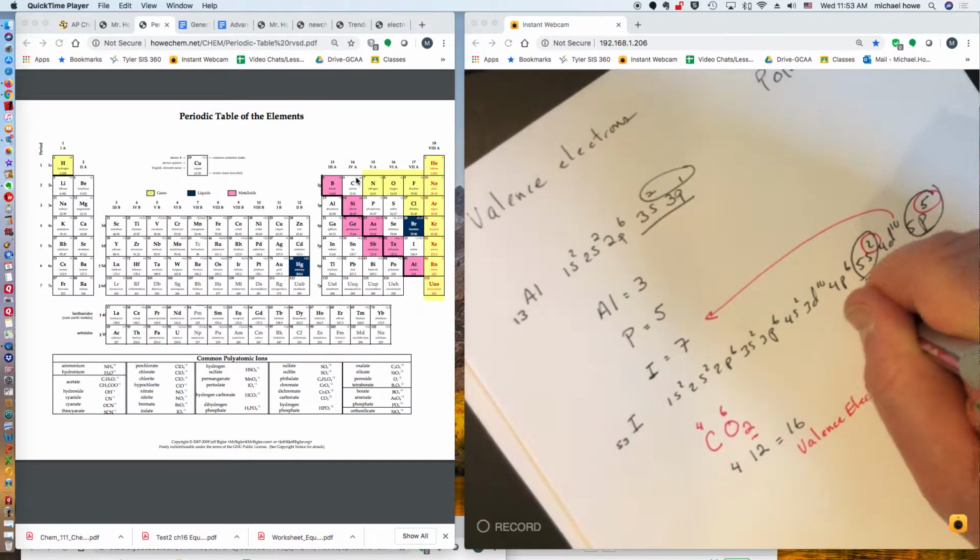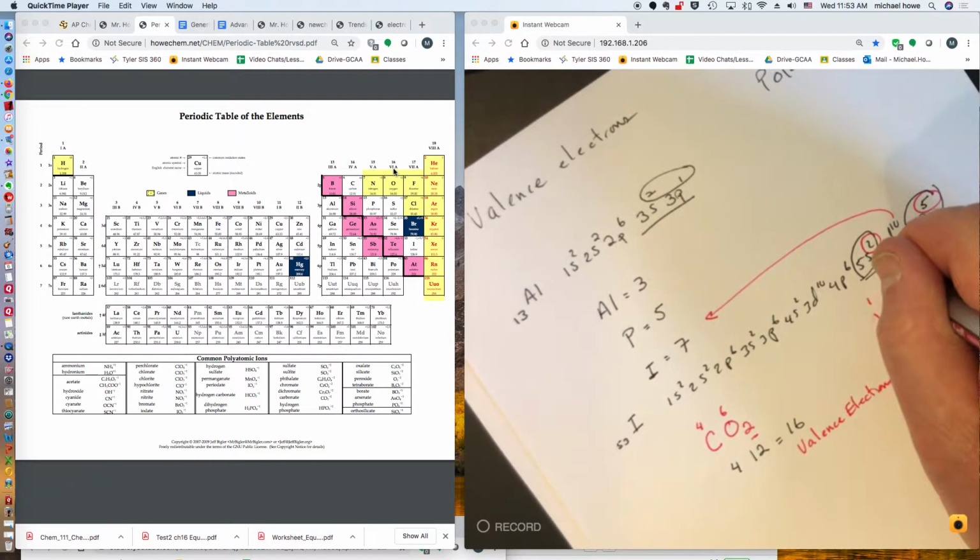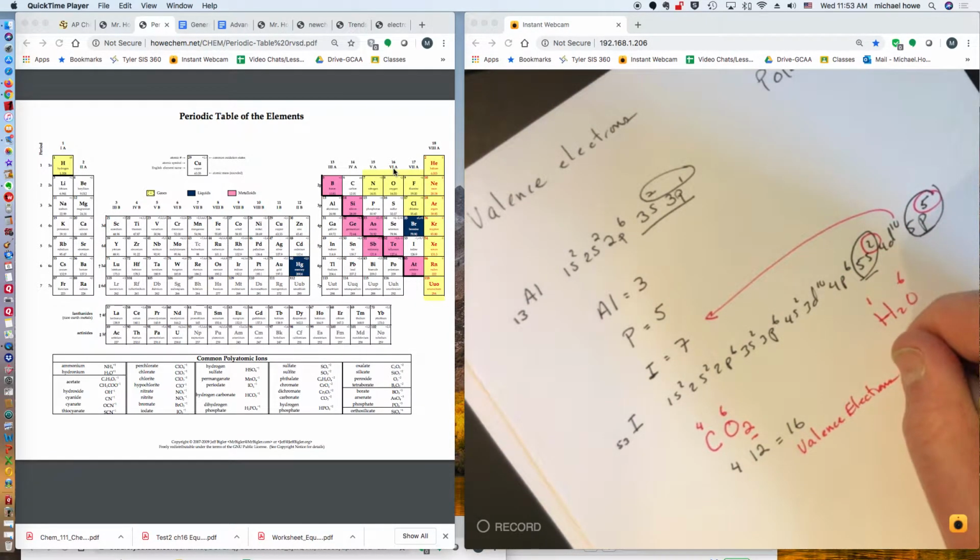If we were doing water, water has hydrogen and oxygen. So you'd say hydrogen has 1, oxygen has 6. This is 1, that's 6, but there's 2 hydrogens, so that would be 2 plus 6 equals 8 valence electrons. So 8 valence electrons in water. Valence means outer shell.